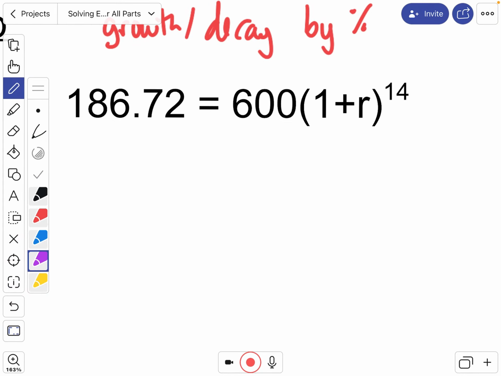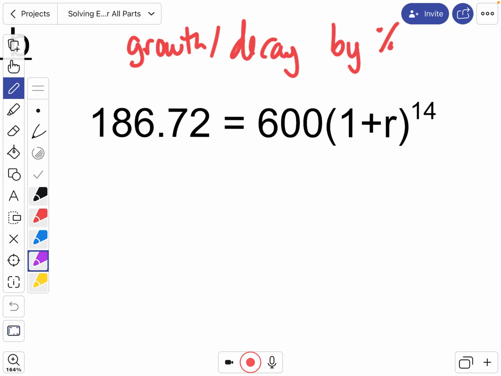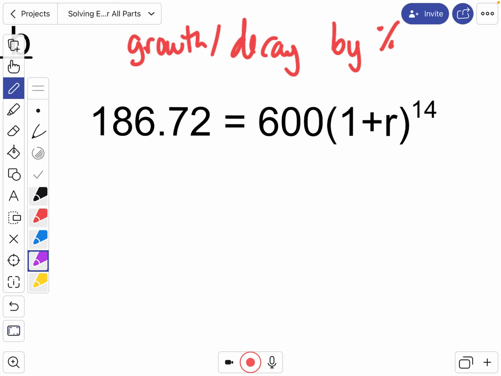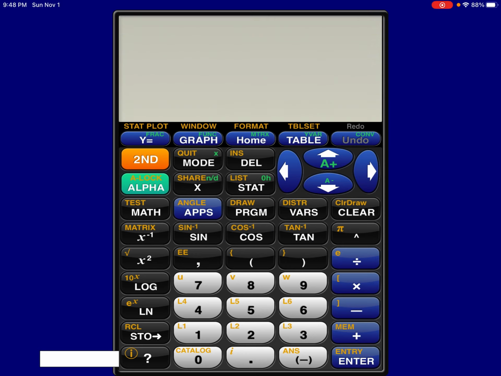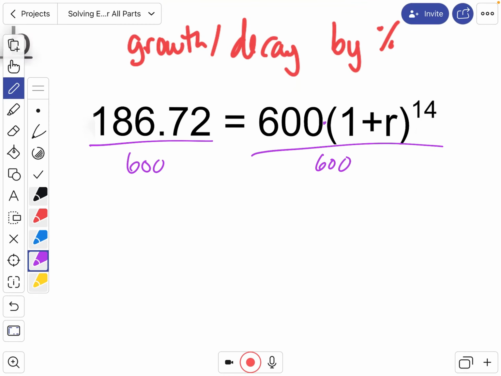Now, what if we had this one where it's solving for a percent? Kind of the same steps. What we're going to do is, this is 600 times 1 plus r to the 14th. I'm going to divide by 600. And I get 186.72 divided by 600. And I get 0.3112. And that equals 1 plus r to the 14th.